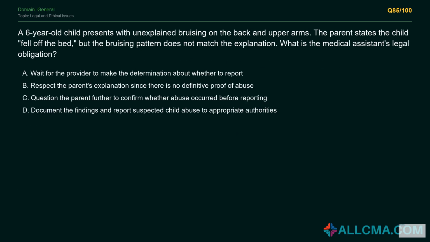Question 85. A 6-year-old child presents with unexplained bruising on the back and upper arms. The parent states the child fell off the bed, but the bruising pattern does not match the explanation. What is the medical assistant's legal obligation? Option A, wait for the provider to make the determination about whether to report. Option B, respect the parent's explanation since there is no definitive proof of abuse. Option C, question the parent further to confirm whether abuse occurred before reporting. Option D, document the findings and report suspected child abuse to appropriate authorities.